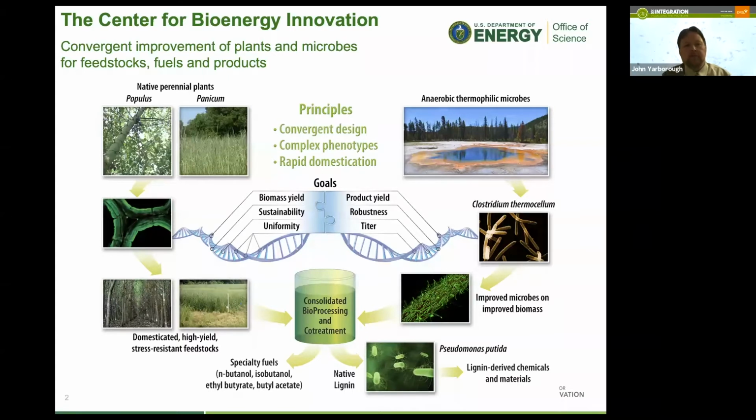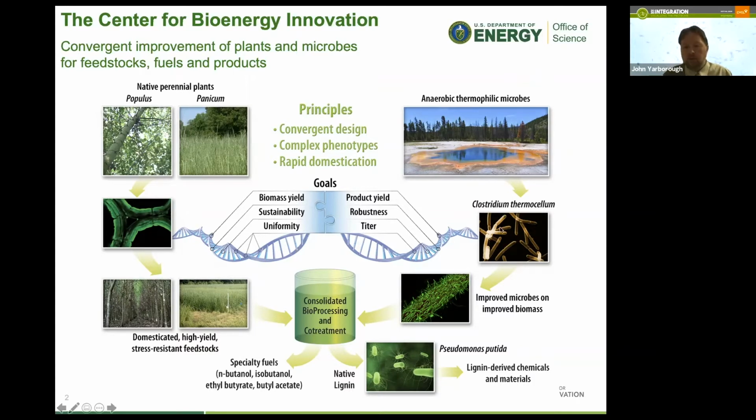And what our goal is within the CBI organization, funded through DOE, is we want to take the plant side, do a lot of characterization and genetic mutation to improve the plant's ability to be degraded down from biomass to sugars. As well, we want to look at the microbes, in this case the anaerobic thermophilic microbes that actually break down that plant material, come together and do consolidated bioprocessing and co-treatment to get all the secondary products that we want to generate fuels.